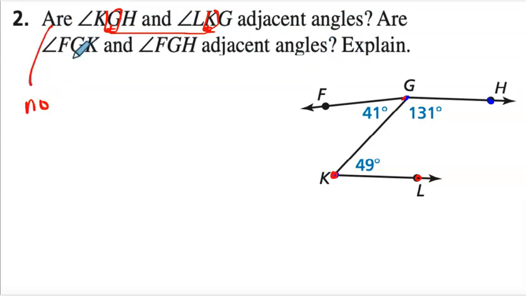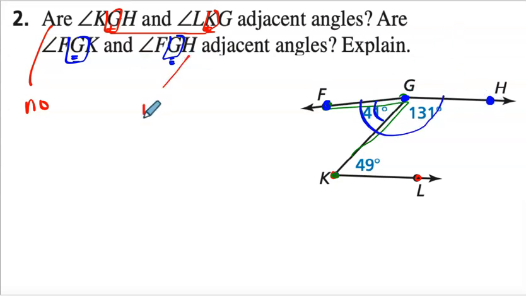Second question is FGK and FGH. Well, now look, they both have that common vertex of G, so that's on the right track, but let's just take a look at it anyway. FGK is this angle here, and in blue here, I'm going to do FGH. Not adjacent angles, right? FGH is the entire angle, FGK is this angle, FGH is that angle, so those are not adjacent angles either.